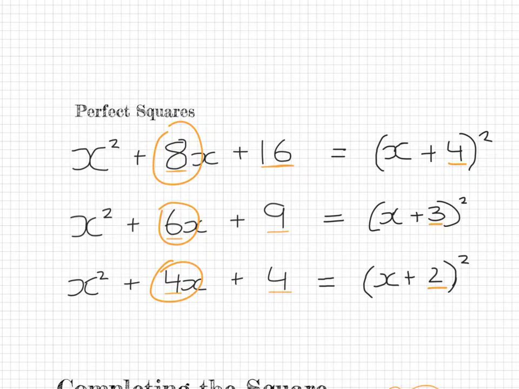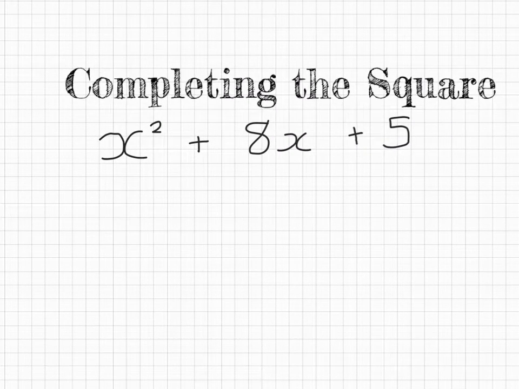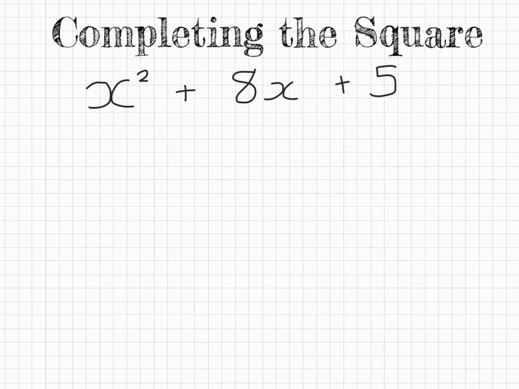So if we move down to completing the square, we might be given an equation that looks something like this: x squared plus 8x plus 5. And we can see that half of 8 squared does not equal 5. So what we are thinking is the perfect square would have been x squared plus 8x plus 16, and that would have factorised to x plus 4 squared. So our magic number is 16, and the formula for that is half of the b squared, so half of 8 squared. So in our working out, we're going to rewrite the equation.